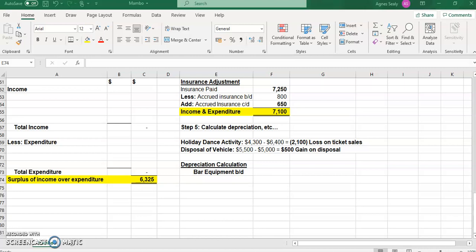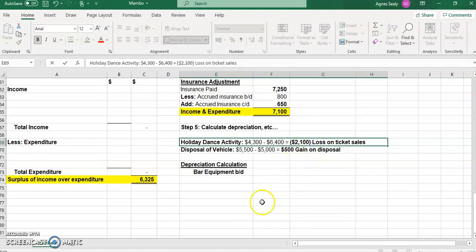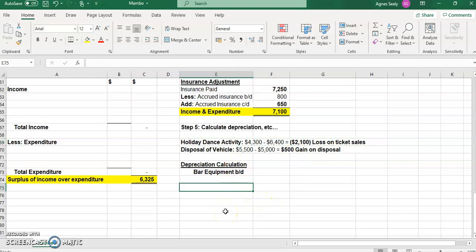and we recognize that based on the revenue that came in from selling the tickets versus the expenses that they had for that activity, they end up with a loss on that activity of $2,100. We also recognize that they would have sold a vehicle, and the value of the vehicle at the time it was sold was $5,000, and they sold it for $5,500. And we recognize that they made a gain or a profit on selling that vehicle of $500.